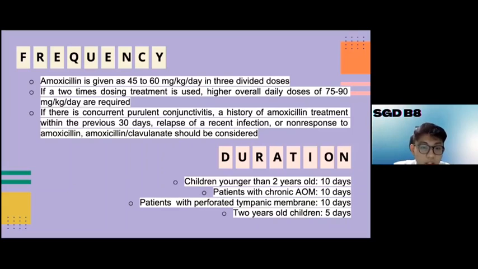If there is concurrent purulent conjunctivitis, a history of amoxicillin treatment within the previous 30 days, relapse of a recent infection, or non-response to amoxicillin, amoxicillin with clavulanate should be considered. And for the duration, children younger than 2 years old need 10 days, patients with chronic AOM 10 days, patients with perforated tympanic membrane also 10 days, and children 2 years old and older are 5 days.